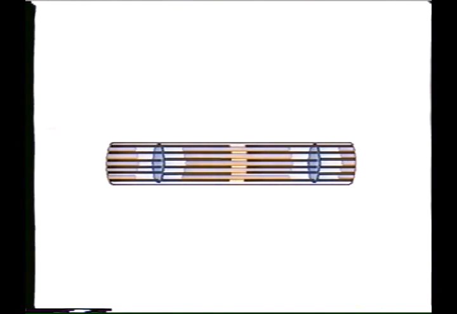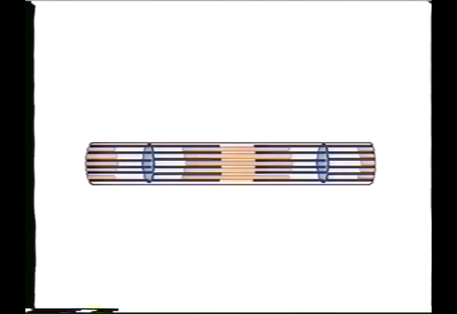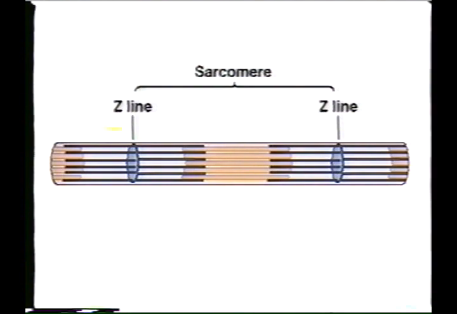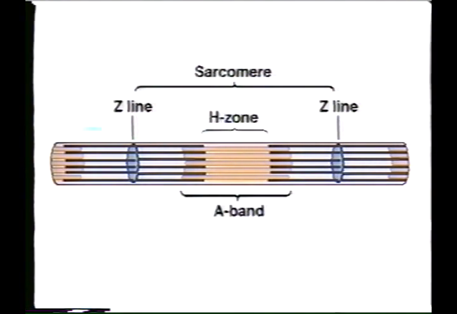As the muscle relaxes, the actin filaments slide past the myosin filaments, decreasing the area of overlap. The sarcomere lengthens. The A band does not change. Only the H zone and I band are affected.